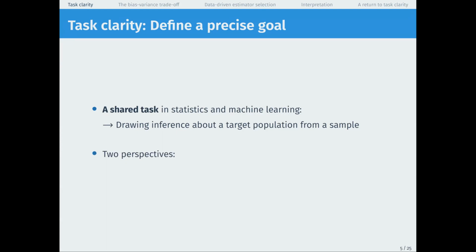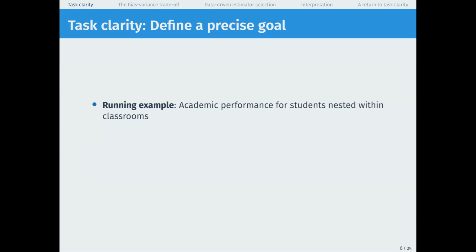The two ways that people think about this can have different words, but they're actually often accomplishing the same goal. In the statistics perspective, we often talk about estimation of unknown population parameters. In the machine learning perspective, we often talk about prediction of out-of-sample cases. So I'm going to walk through a particular case here, and think about how a social scientist or a statistician might frame that task in terms of estimation, and how a machine learning person might frame it in terms of prediction, and how you can see those two as accomplishing the same goal. The running example will be looking at the academic performance of students nested within classrooms.